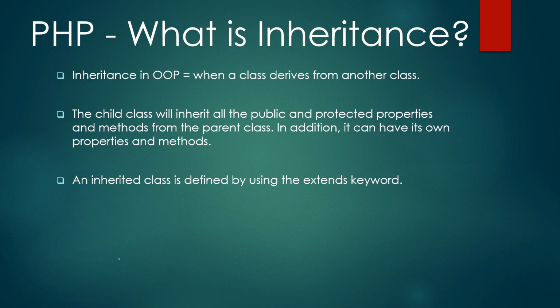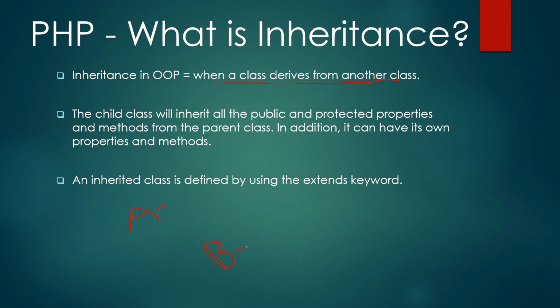In this video, we are going to learn about inheritance. Inheritance in object-oriented programming is when a class derives from another class. So let's say I have a class called A, and if I'm deriving a class called B out of this class, then that means A is a parent class and B is the child class.